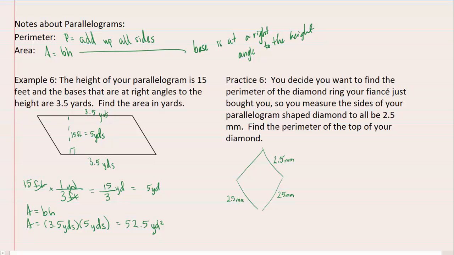Remember that to find a perimeter of a parallelogram, you simply add all the sides together. Since each side would be 2.5 millimeters, we would simply do the perimeter equals 2.5 millimeters plus 2.5 millimeters plus 2.5 millimeters plus 2.5 millimeters. Now we add all of these together and we find that the perimeter would equal 10 millimeters. That would be the perimeter or the distance around the top of your diamond.